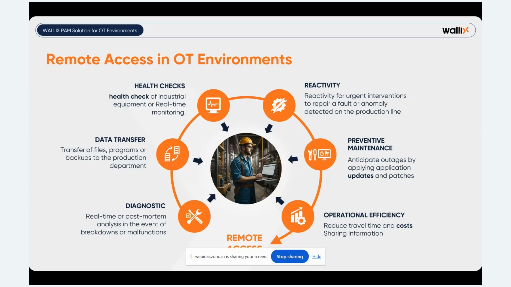Operational efficiency, for example: in most production environments, the subject matter expert will be working from a different location, so accessing the production site is a concern, and they can reduce the travel time and cost. So they are accessing through a remote location, which is also very important. That's a normal practice in any OT environment.